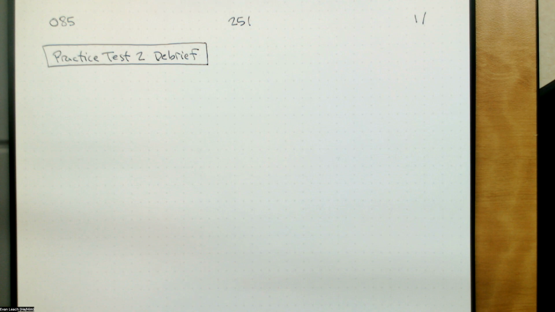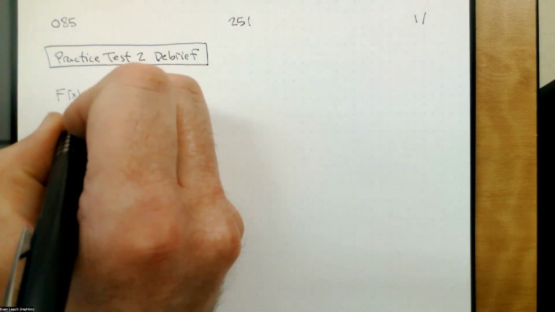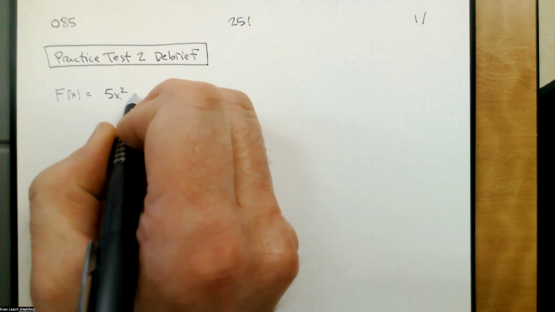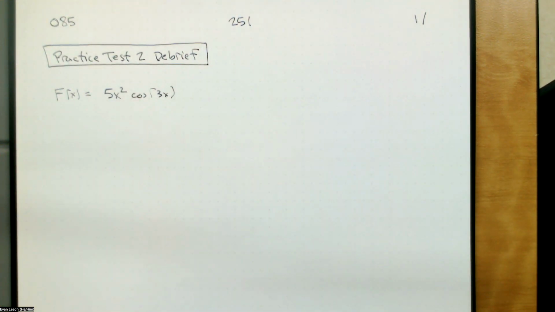First page was all about a reading exercise. So we've got this function, capital F of x is 5x squared and a cosine of 3x. So in this problem, there are two instances of x. There's x in the 5x squared part. There's x in the cosine of 3x part.